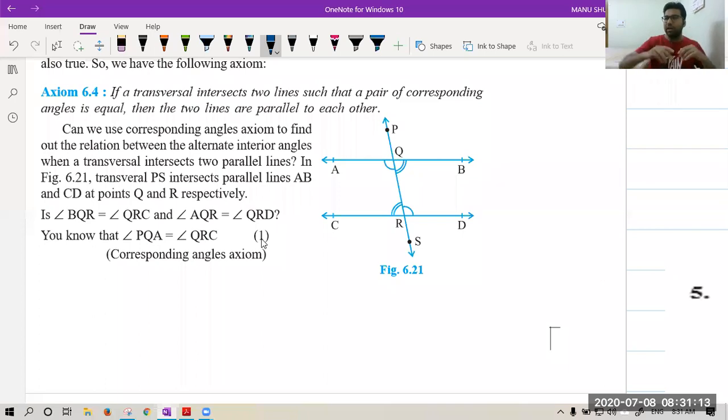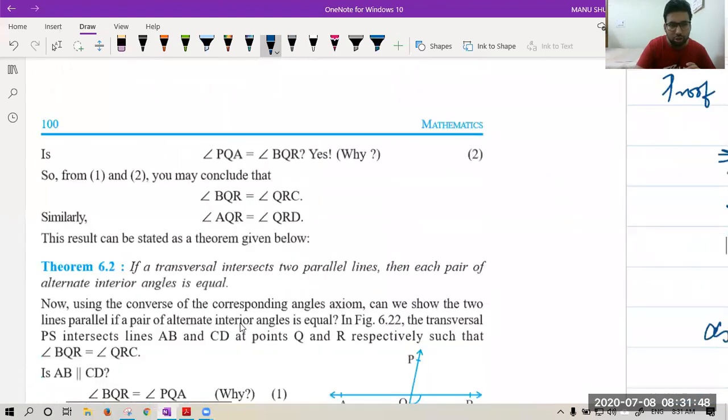Axiom 3 was, if lines are parallel, then corresponding angles are equal. Now we are saying the reverse. If there are two lines and a transversal and it is given to us that the corresponding angles are equal, we can say that the lines must be parallel. Very good, all of you are doing good. So we have two things: first the axiom and then its converse. Similarly, we have theorems also. We have a theorem and then its converse. Okay, good Drishti.